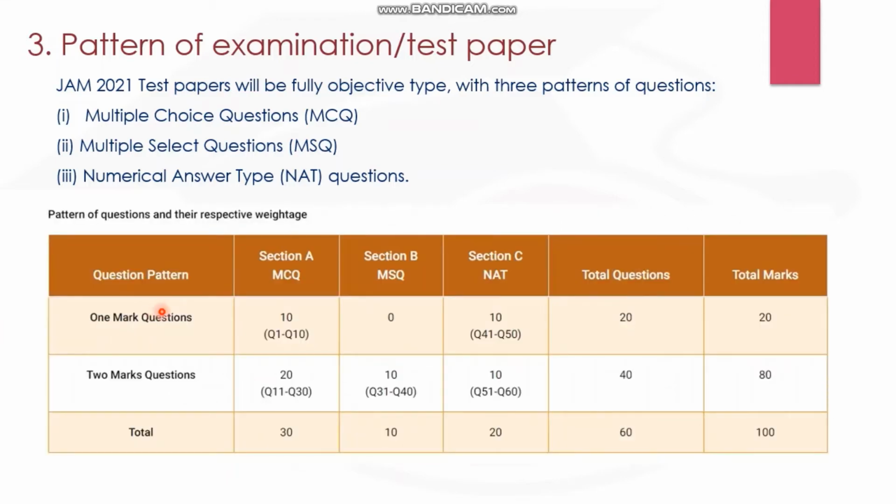Then the question pattern: there will be three sections, section A, B and C. In section A, MCQs will be there, that contain 1 mark questions and also 2 mark questions. Section B will be MSQ type, and it will have only 2 mark questions. And section C, that is numerical answer type, also has 1 mark questions and 2 mark questions. Overall, the total number of questions will be 60 and the total marks will be 100. There will also be negative marking: 30% of the total mark will be the negative mark. And for numerical answer type, there will be no negative marking.